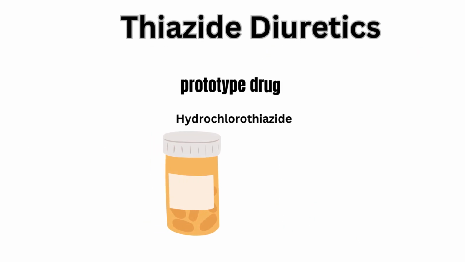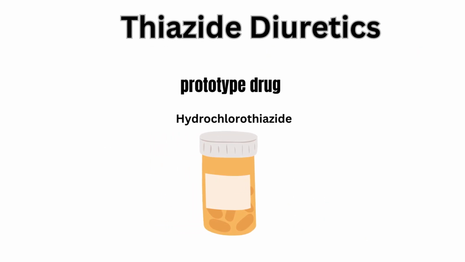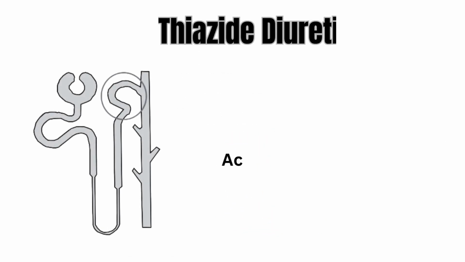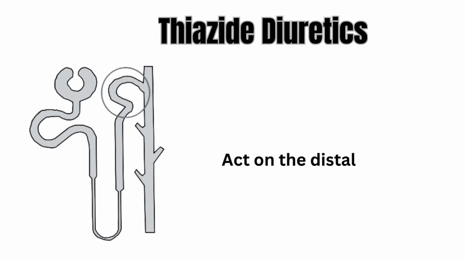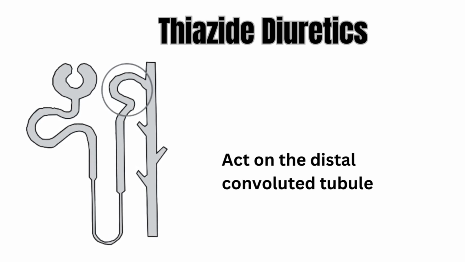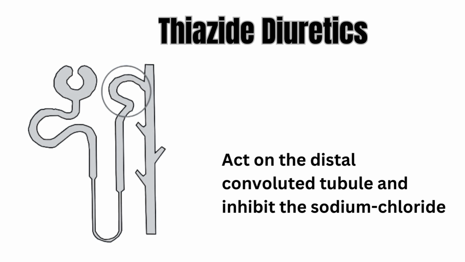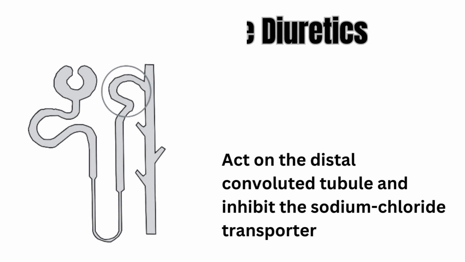Next are the thiazide diuretics. Hydrochlorothiazide is a well-known example. Thiazides act on the distal convoluted tubule and inhibit the sodium chloride transporter. This leads to a moderate increase in urine output. They are less potent than loop diuretics, but are commonly used for their blood pressure-lowering effects.